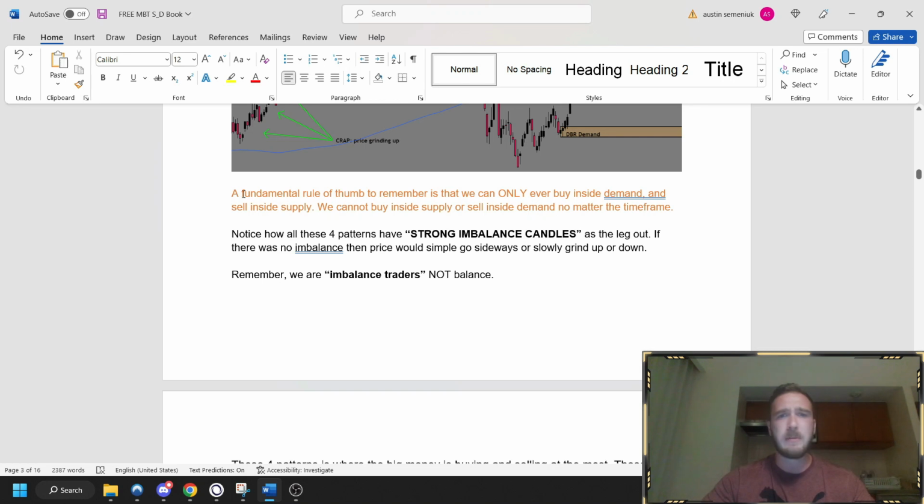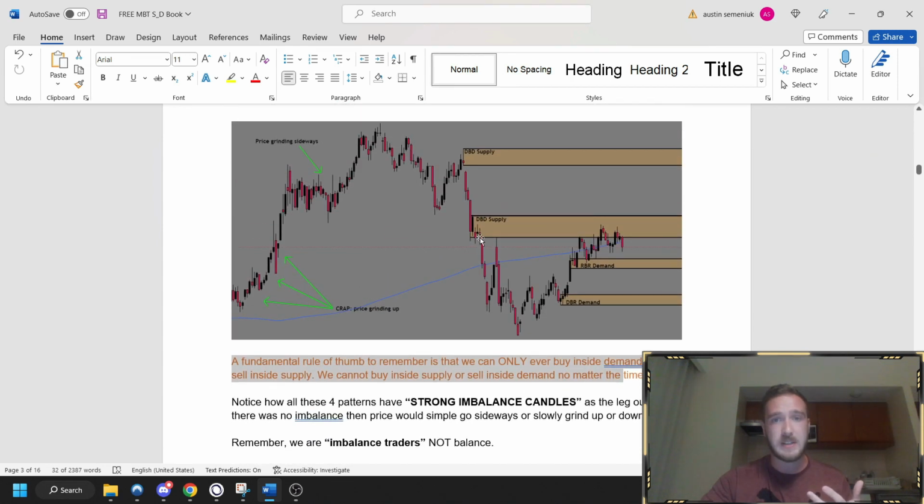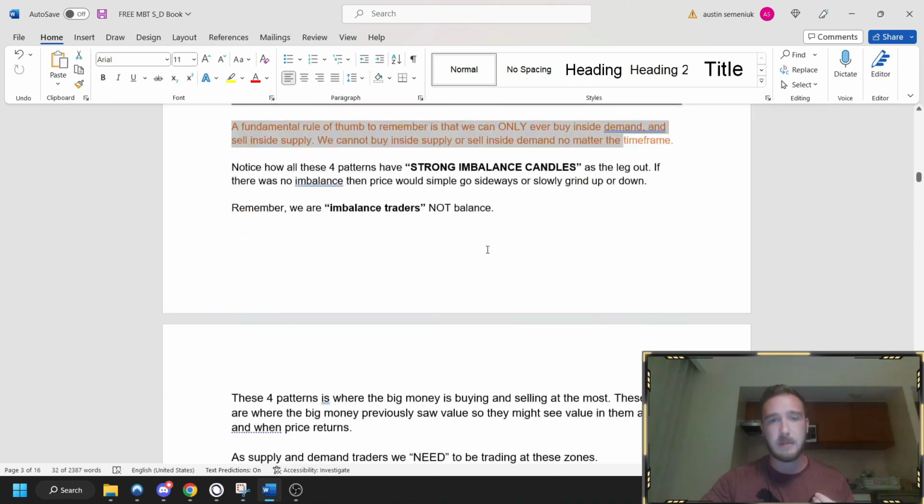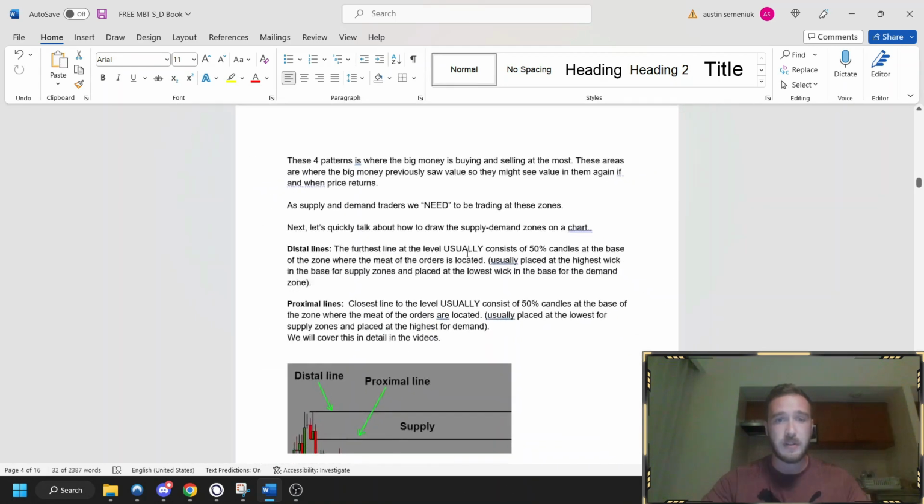Right, and then here, a big rule to remember is that we can only ever buy in demand and sell inside supply. We can never actually sell inside demand and buy in supply, right? That doesn't make any sense. If they previously dropped a lot of value here in this supply zone, why would we be looking for buying opportunities if previously they saw a lot of value there before, right? Myself and other people are consistently making profits from the market by trading this. So we want to make sure that we actually understand how to identify and draw them.